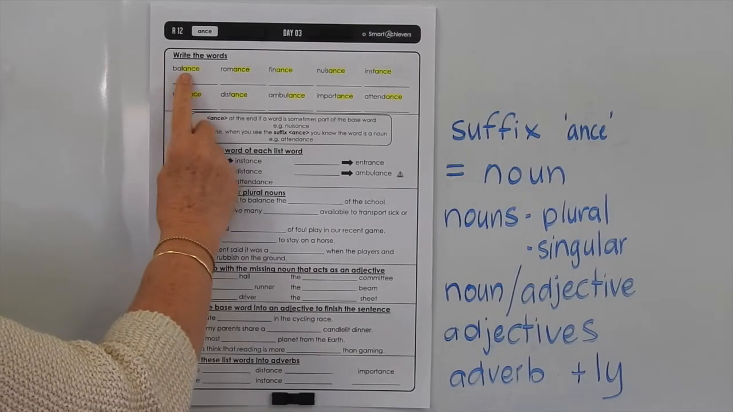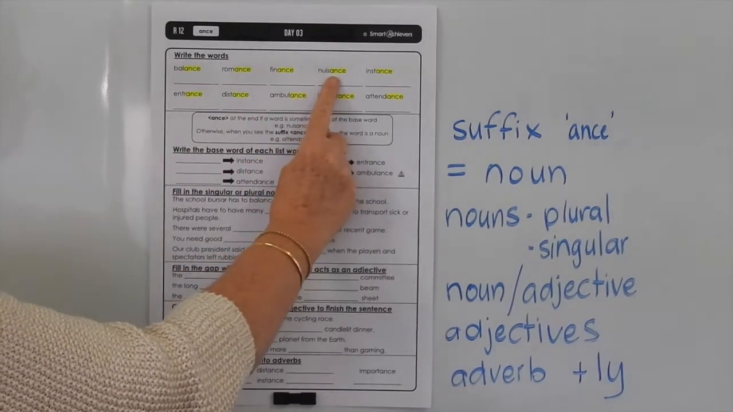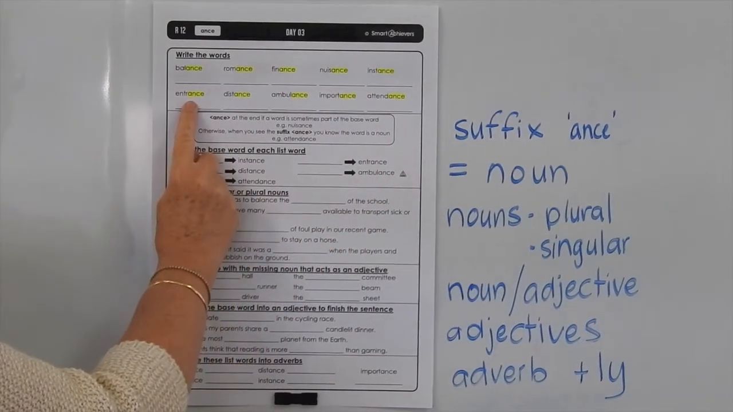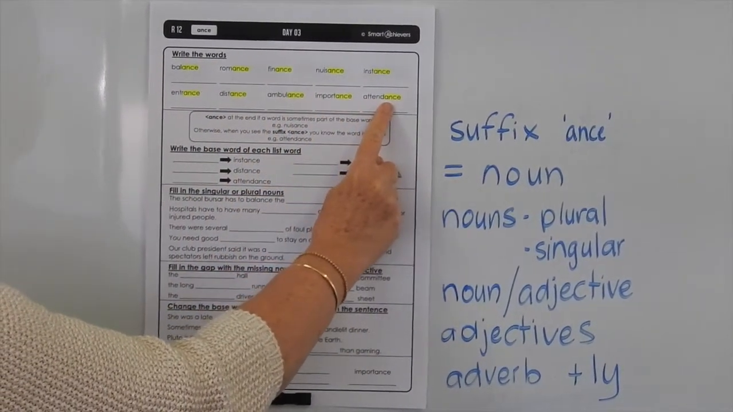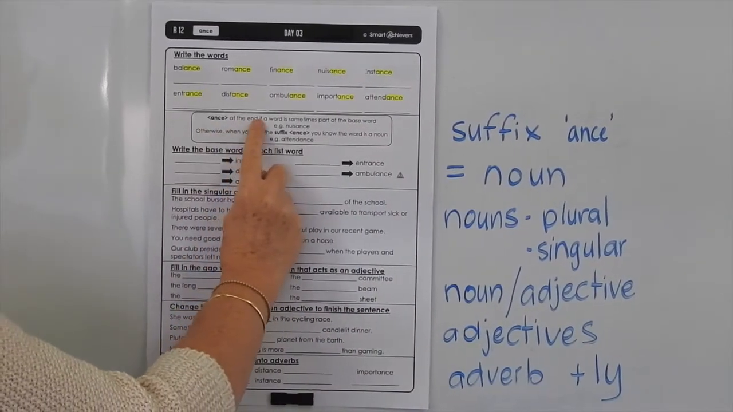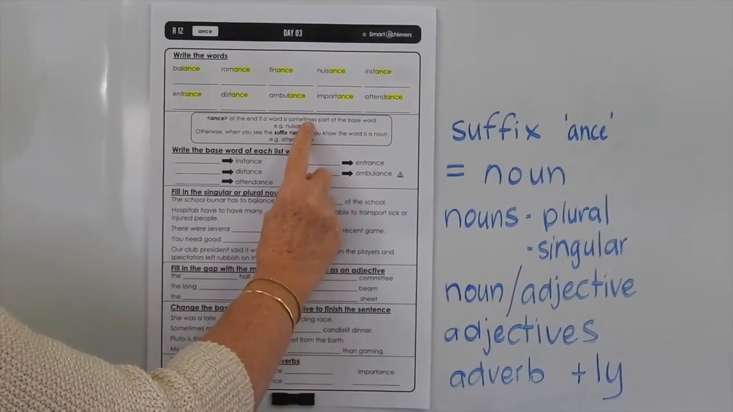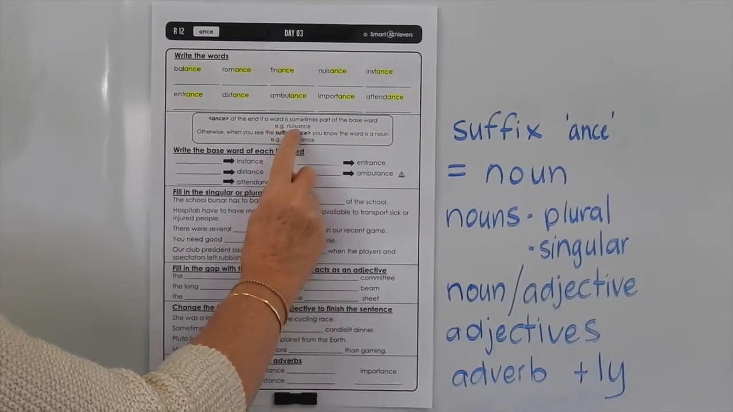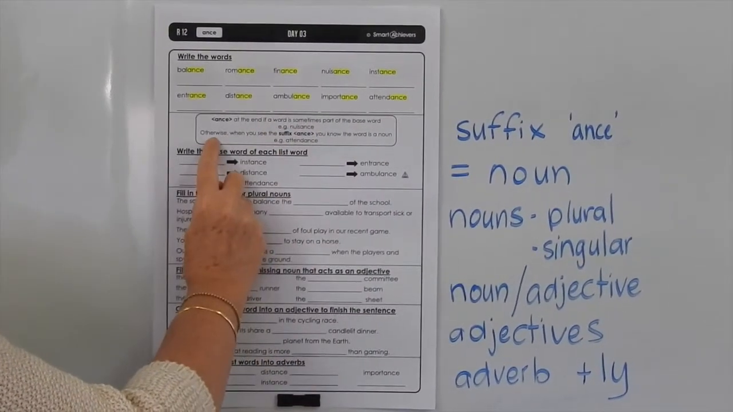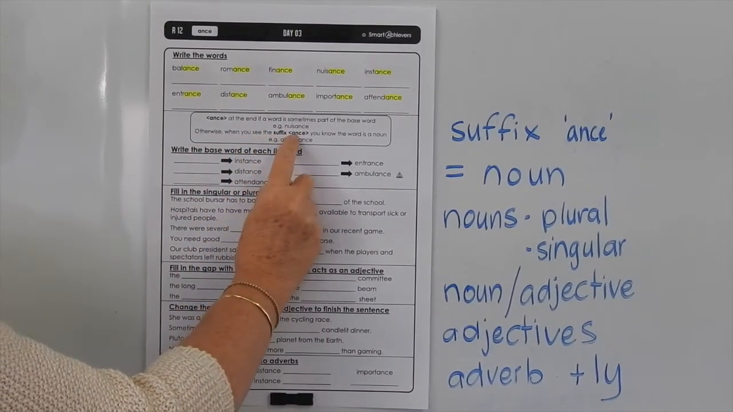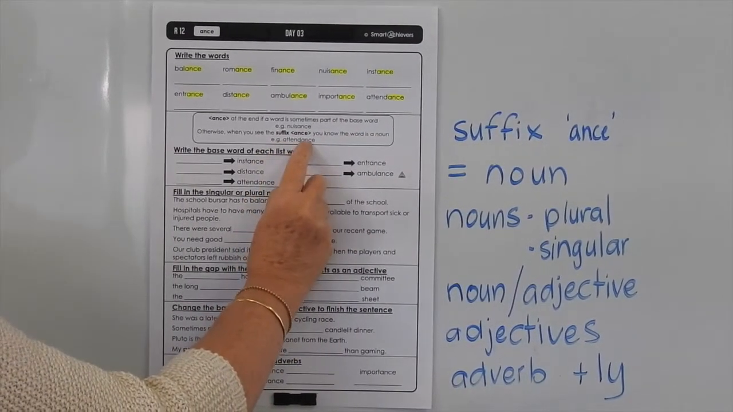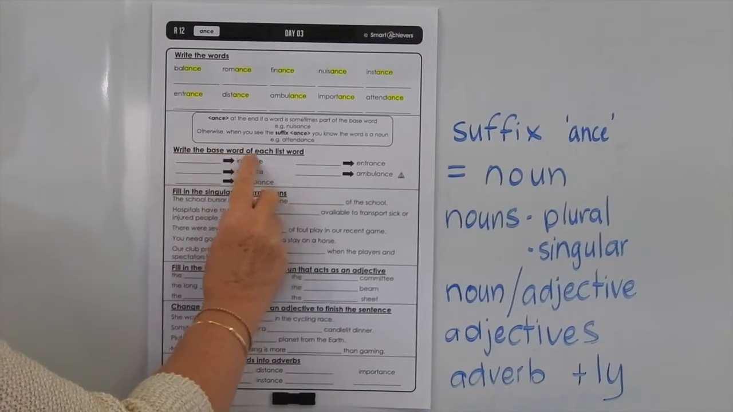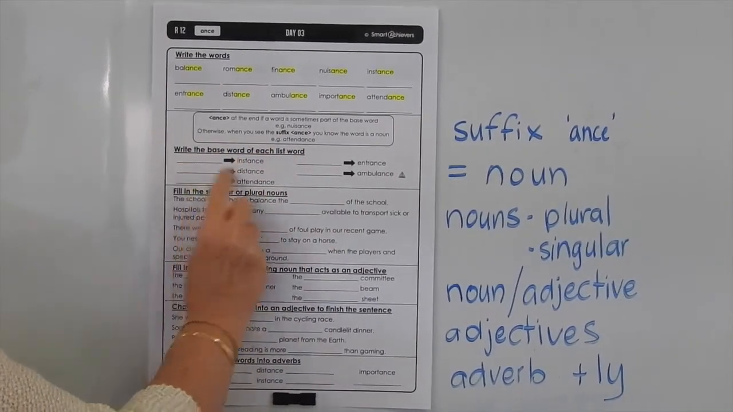Our words today are balance, romance, finance, nuisance, instance, entrance, distance, ambulance, importance and attendance. So ance at the end of a word is sometimes part of the base word, such as in nuisance. Otherwise, when you see the suffix ance, you know that the word is a noun, for example, attendance. So write the base words for each of these list words.